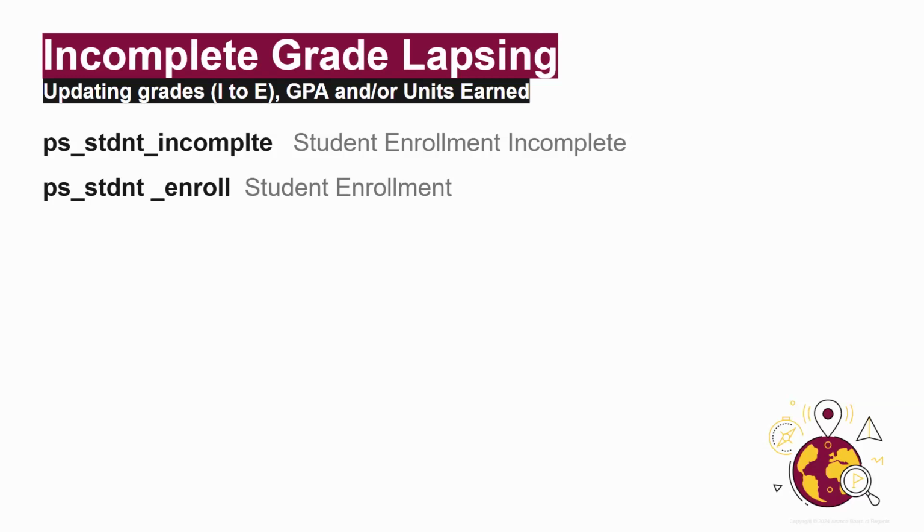If a student gets an incomplete in a course, they have a year to complete it. If they're an undergraduate, then after a year, the grade is lapsed to a failing grade that impacts their GPA. If they're a graduate student, it's just set to a permanent incomplete after that point, and that information is in the student incomplete table.